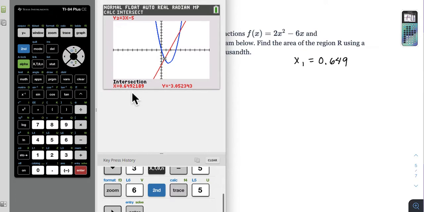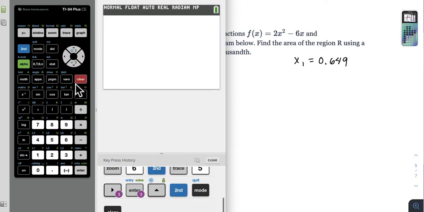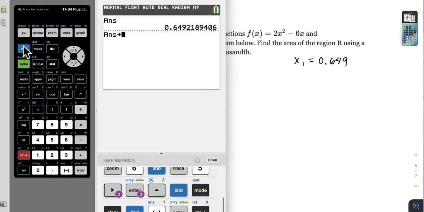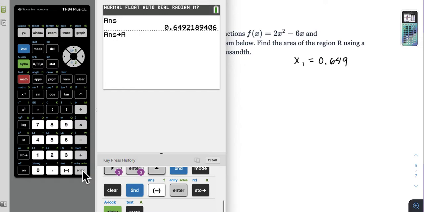I'm going to show you a cool thing you can do in the calculator. I want to use that exact value from now on. I do not want to have to solve that again. So I'm going to go to my home screen. I'm going to hit second answer, so second negative. That pulls up the answer I just found. And then I'm going to store that as alpha A for my first starting point. So I labeled it as x1 over here, so I'm going to actually label that as A.